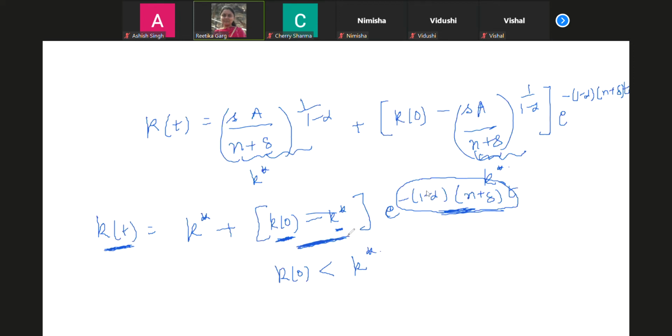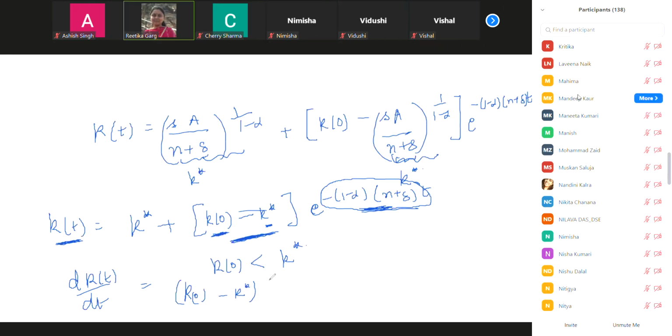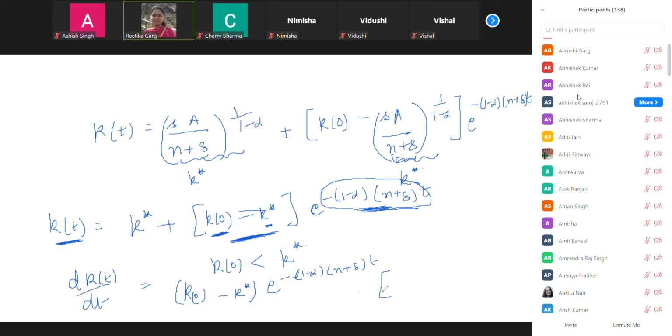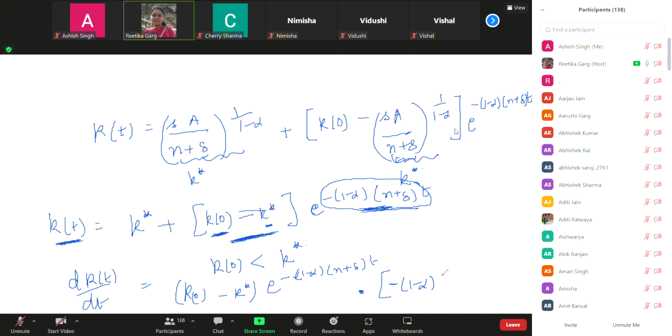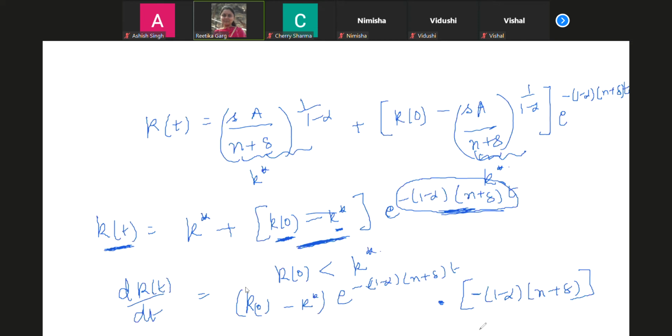Now, how do you mathematically define what would happen if you were not at the steady state? Well, if you work out dk by dt from this equation, you will end up with (K naught minus K star) times e to the power minus (1 minus alpha)(n plus delta)t, and you will multiply this entire expression with minus (1 minus alpha)(n plus delta), right? Agreed. Now, is this positive or is this negative? This dk by dt, is this expression positive or negative?